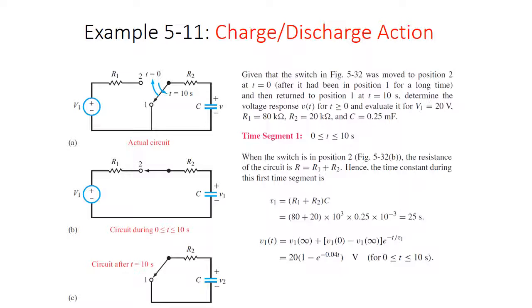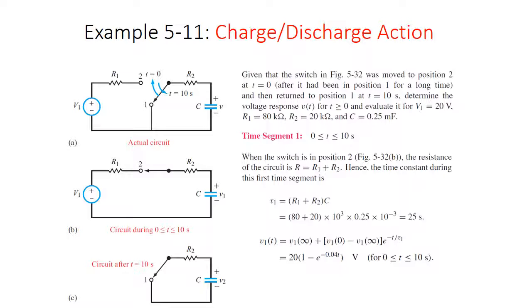Given that the switch was moved to position 2 at t equals 0 after it had been in position 1 for a long time. And again, long time implies that the capacitor is fully charged, and that's why they say that. Because if it was only for a second, or a tenth of a second, or a thousandth of a second, that capacitor might not be fully charged, and our math won't work out. So when it says a long time, that means the capacitor is fully charged. And then it returned to position 1 at t equals 10 seconds.